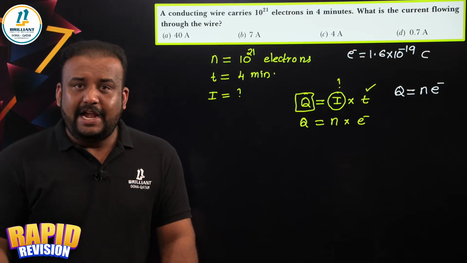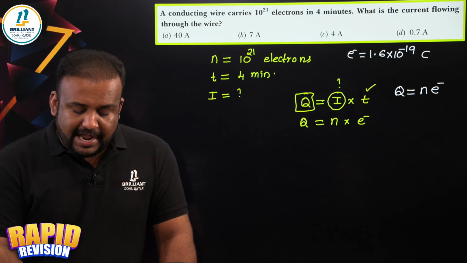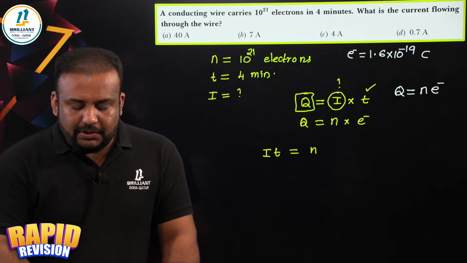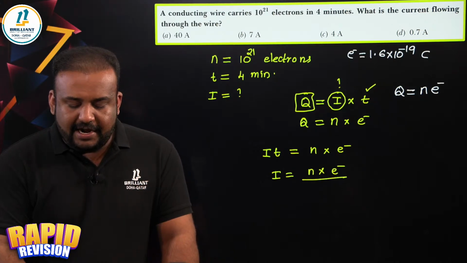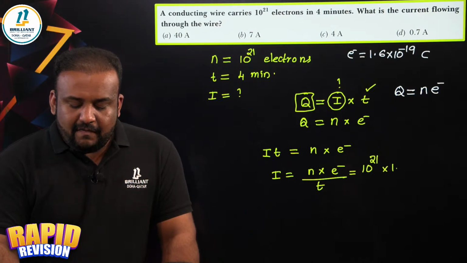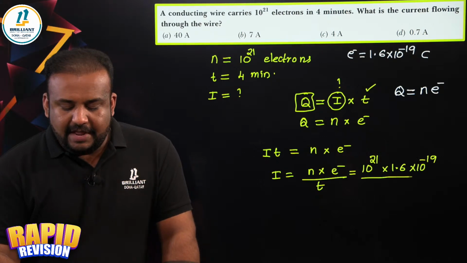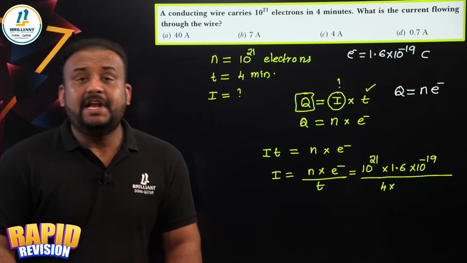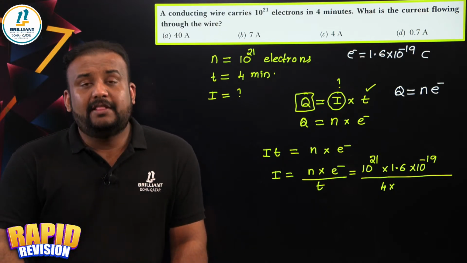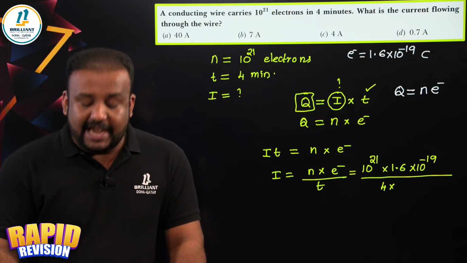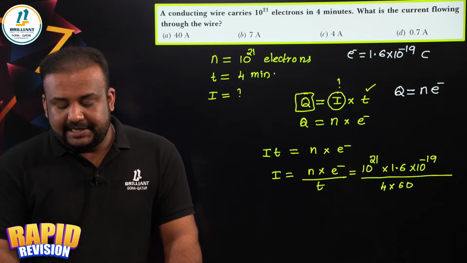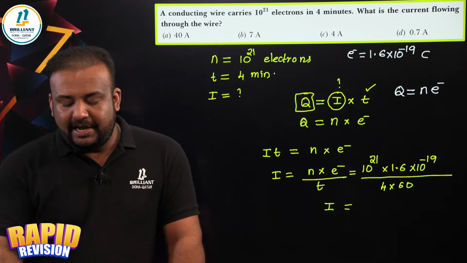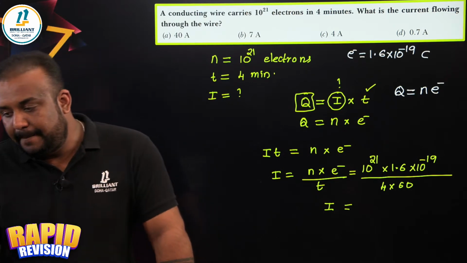Q is equal to IT, Q is equal to NE as well. So I can write that IT is equal to N into E, or I is equal to N into E divided by T. What is N? N is the number of electrons flowing, 10²¹. What is the charge of one electron? 1.6 into 10⁻¹⁹, divided by the time, which is 4 minutes. You need to take the time in SI unit, which is seconds. 4 minutes will be 240 seconds. So all of you quickly calculate and tell me what is the value of the current you are getting.